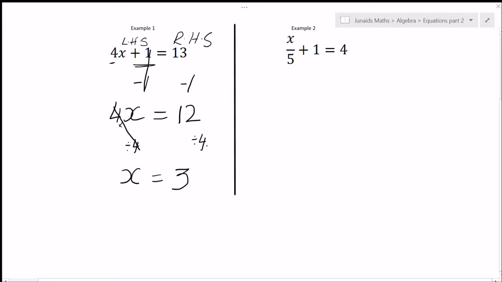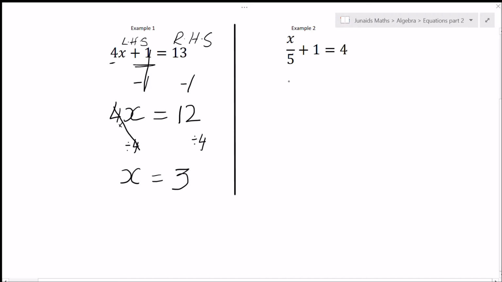So there were two steps involved in this. This is one of the easier types of equations, and all you have to do is just keep getting rid of the numbers on the x's side.